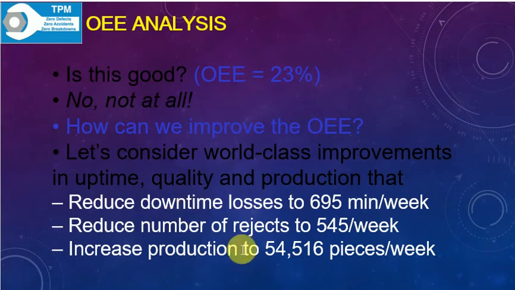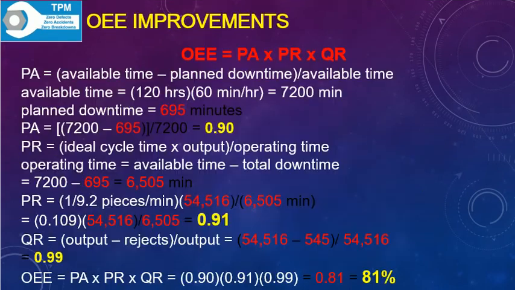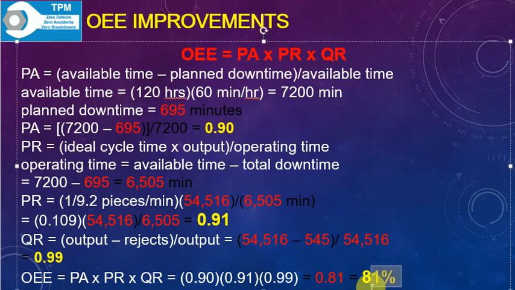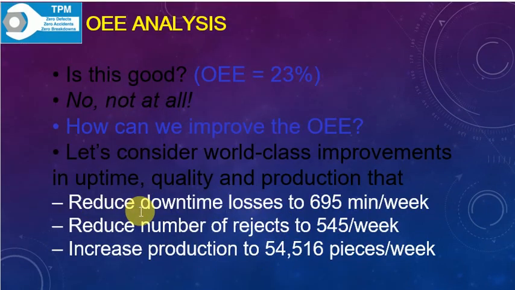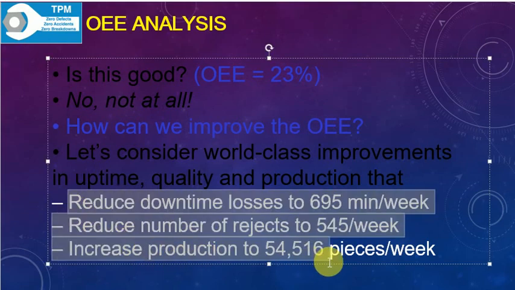So we take some figures for this. Reduce the downtime losses to 695 minutes per week. Then the number of rejected components to 564 per week, and increase the production rate to 16,545 pieces per week. Then we calculate the OEE. For this calculation we find the OEE is about 81%. From 23% to 81% we can increase the OEE, by taking actions on only these three factors.